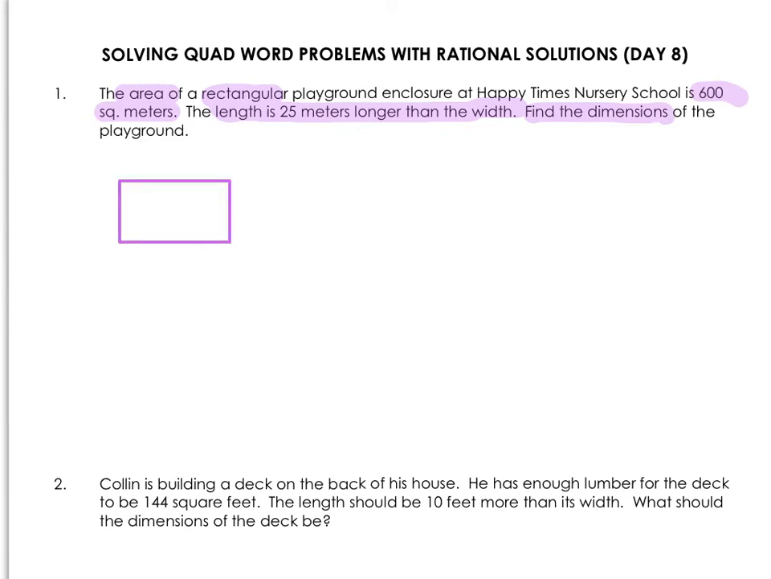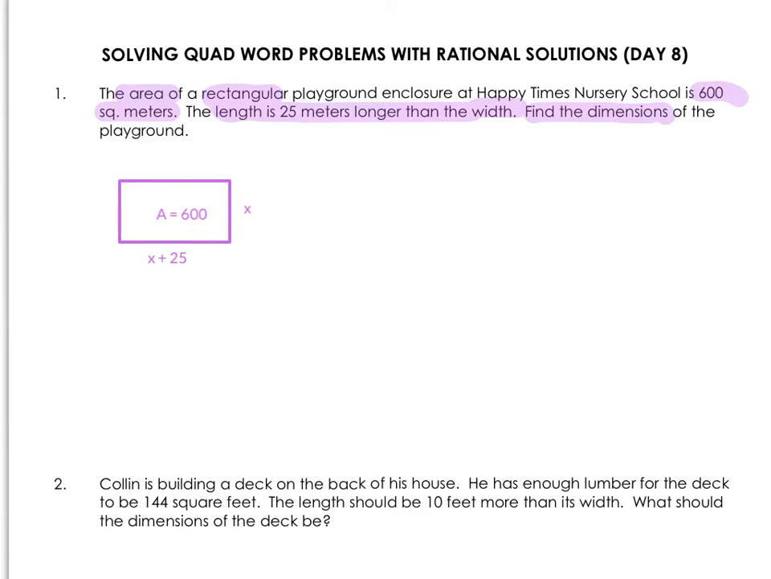Okay, so I drew a rectangle representing the playground. Now, I know the area is 600 square meters, and then I know the length is 25 meters longer than the width. Well, I don't know anything about the width, so that's my x. And since the length is 25 meters longer than the width, that would be x plus 25.